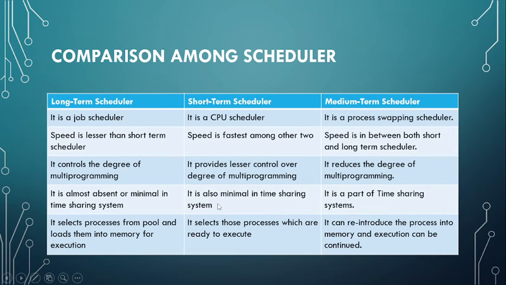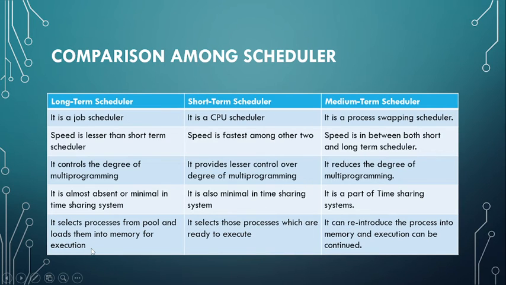And the short term scheduler is also minimal in time sharing systems, and the medium term scheduler is part of the time sharing system, because in a time sharing system we have to give each process a predefined amount of time. So, when the time ends, it must be swapped. So, it is a part of the time sharing system.